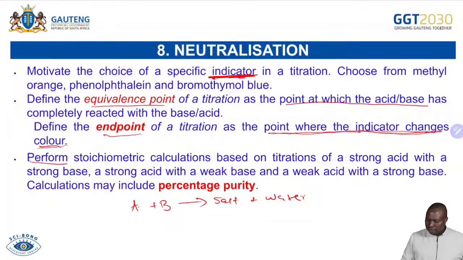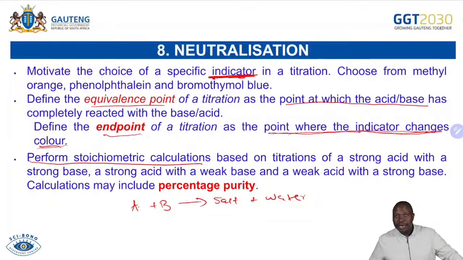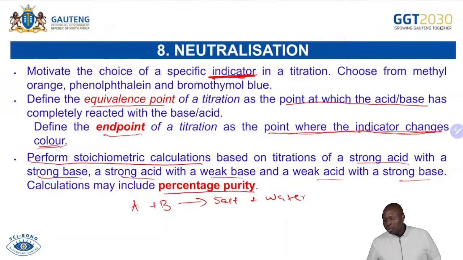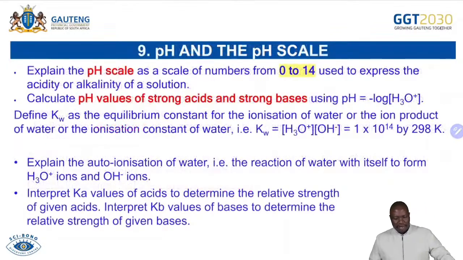And you are expected to perform stoichiometric calculations based on titrations of a strong acid with a strong base, a strong acid with a weak base, and a weak acid with a strong base. So we have all those types, and you must be able to do some calculations, including percentage purity. So it's important that you do that as you prepare yourself for your June exams. Ensure that you are doing well in stoichiometry, empirical formula, percentage purity, all those, that you are well versed with them, and then you will do well.